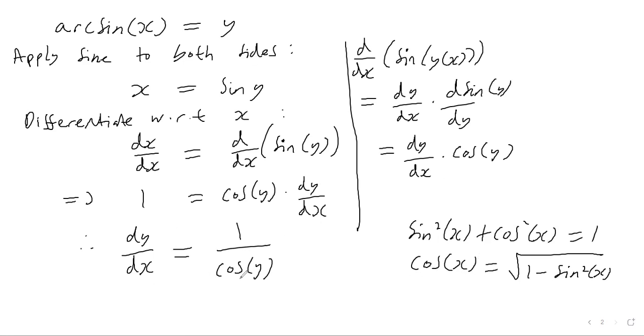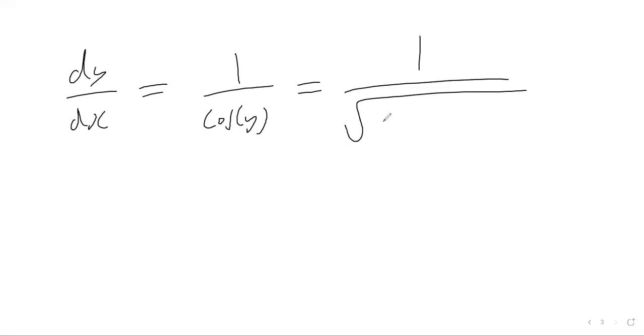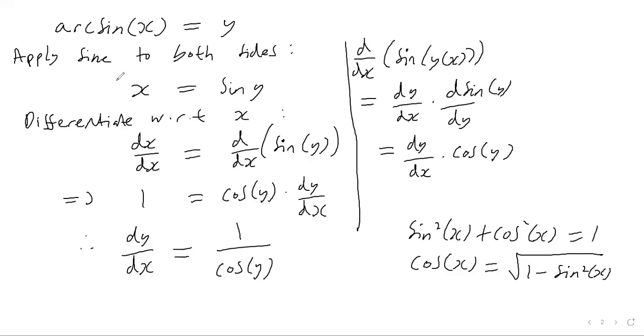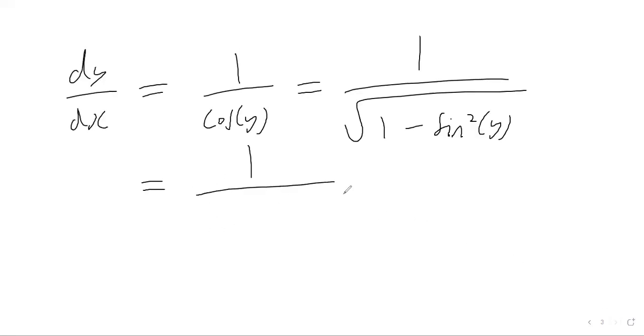So what we can actually do now, I'm going to go to a new page, is say that dy by dx, which is d by dx of arcsine of x, is 1 over cos of y, which is exactly the same as 1 over the square root of 1 minus sine squared of y. Okay, cool, but we still have to get rid of this sine of y all squared. But we know from up here that x equals sine of y. So that means that x squared equals sine of y all squared. And so this is actually just 1 over the square root of 1 minus x squared.